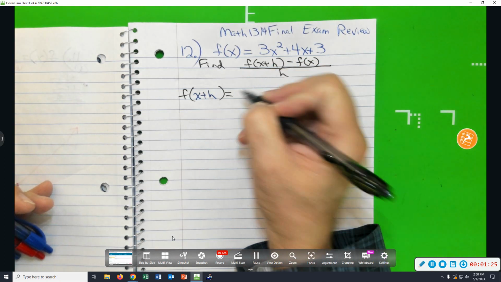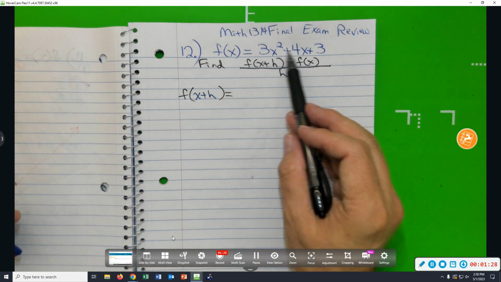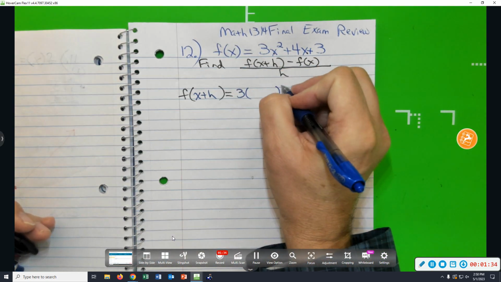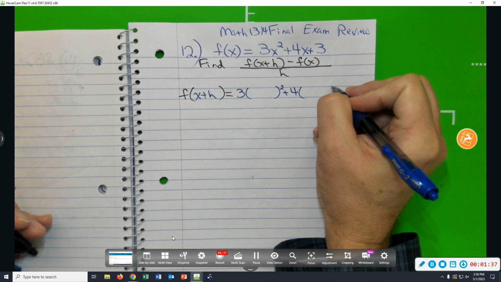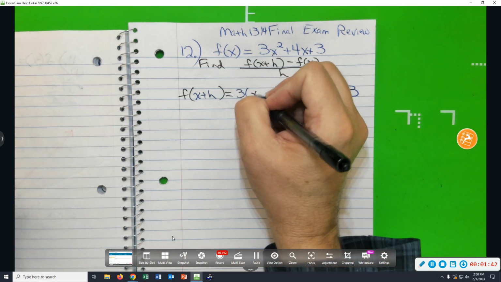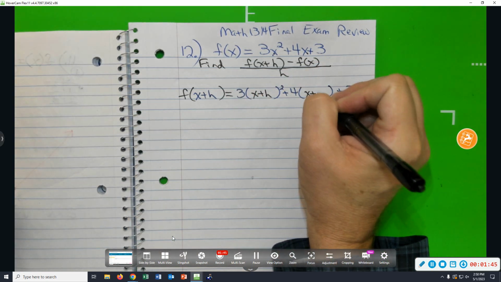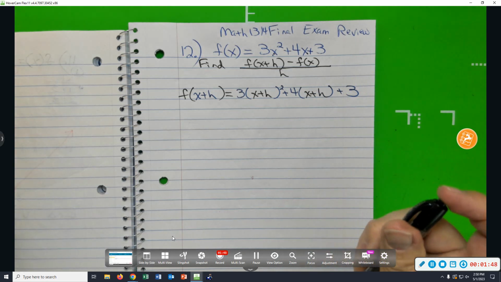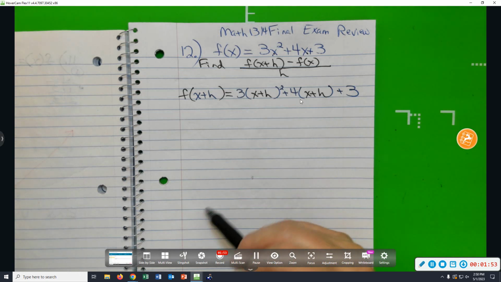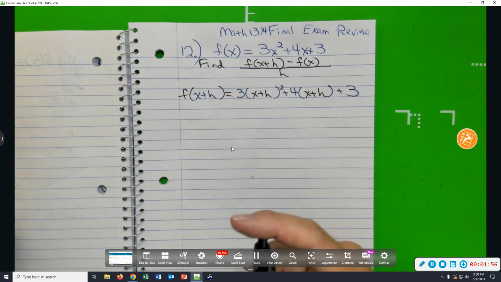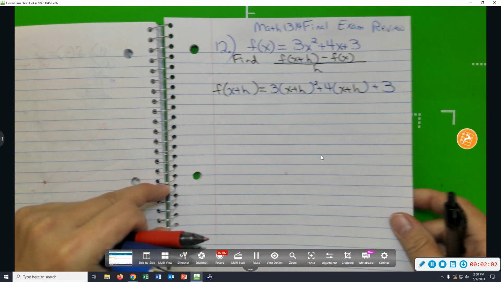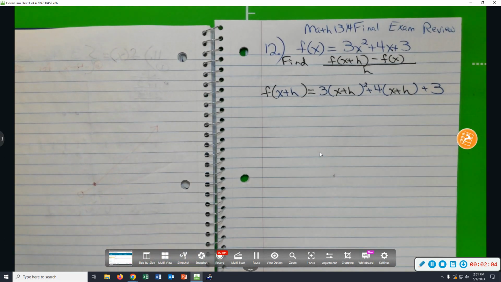So that says go to your function f, and wherever you see an x, what are you going to replace it with? The x plus h. Good. So we're replacing each x with x plus h. And we have to remove the parentheses. Well, we're going to have to remember how to square x plus h. It's not just x squared plus h squared. How do we square a sum or a difference?